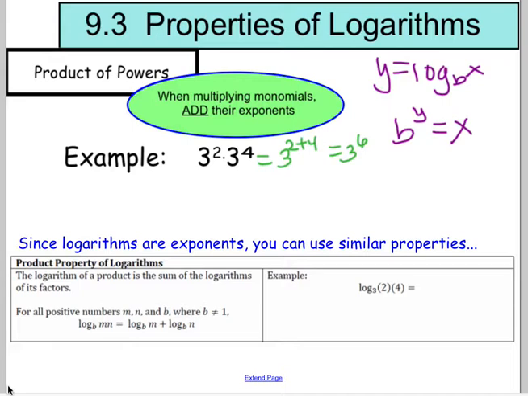Okay, so for all positive numbers m and n and b, where b does not equal 1, we have that the log base b of two numbers being multiplied together, m times n, will equal log base b of m plus log base b of n. Same thing here. We were multiplying, so now I can add those exponents. So this example says log base 3 of 2 times 4. I can actually rewrite this as log base 3 of 2 plus log base 3 of 4. Okay, so we're going to use this property to help solve some equations.